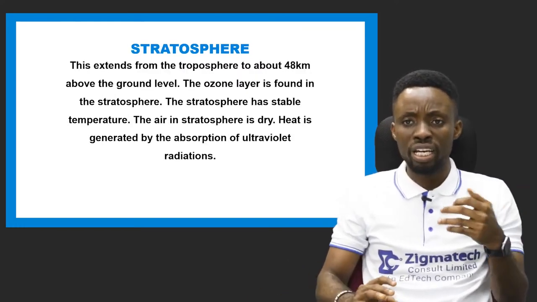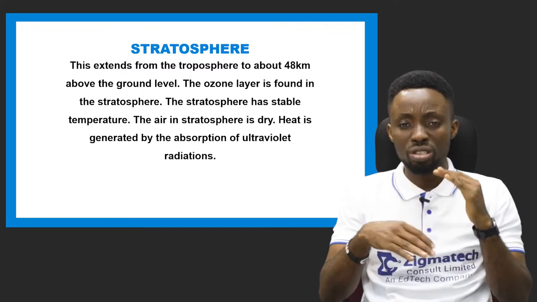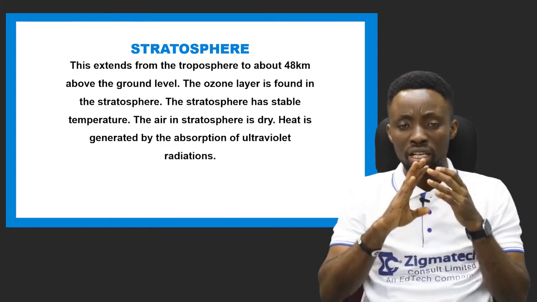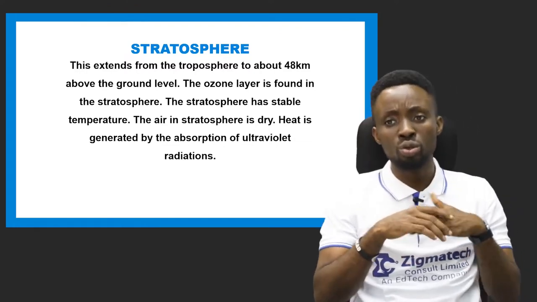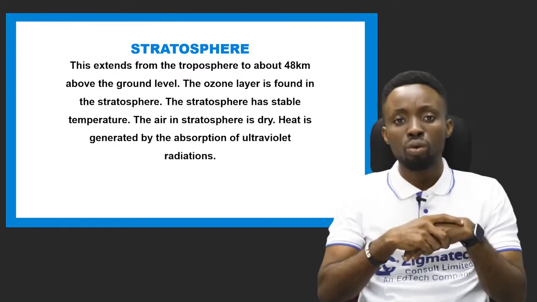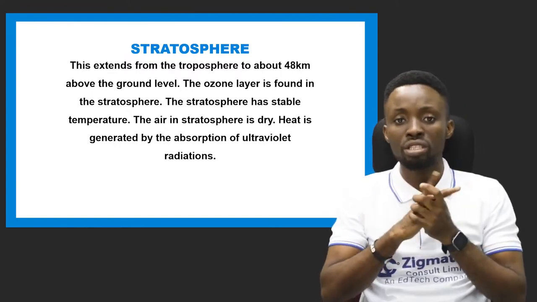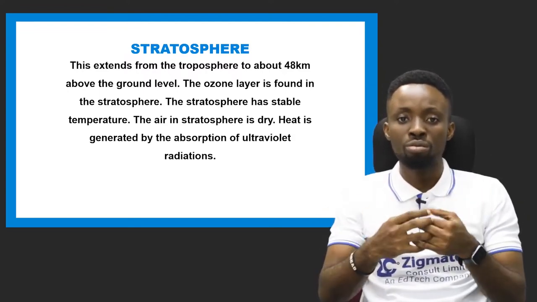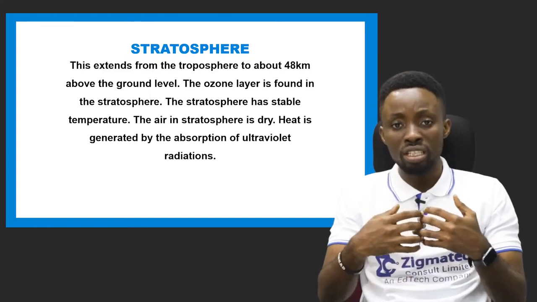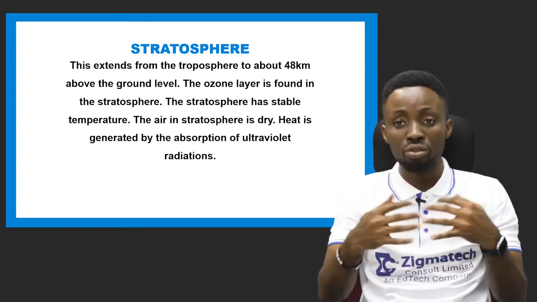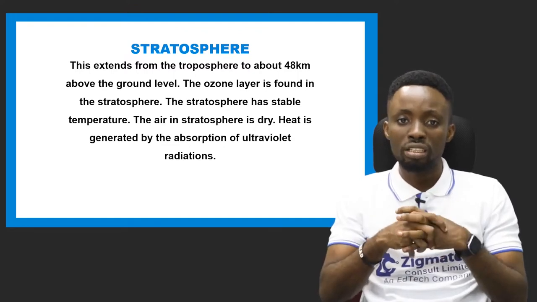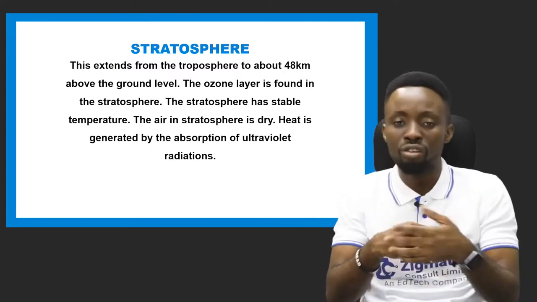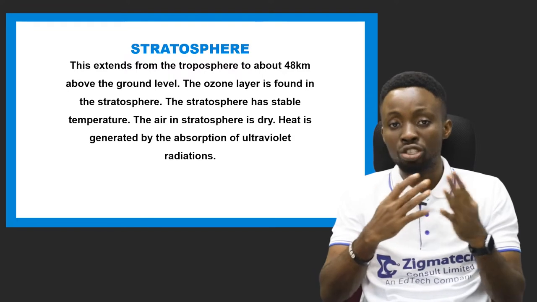So we look at the second layer of the Earth, which is the stratosphere. It's just right above the troposphere. And in the stratosphere, we have the ozone layer. Ozone is O3, and it is very important for screening light rays and preventing harmful radiation from reaching us on Earth. So the stratosphere contains the ozone, and the ozone helps to filter the sun's radiation and prevent us from suffering the effect of the harmful radiation of the sun.